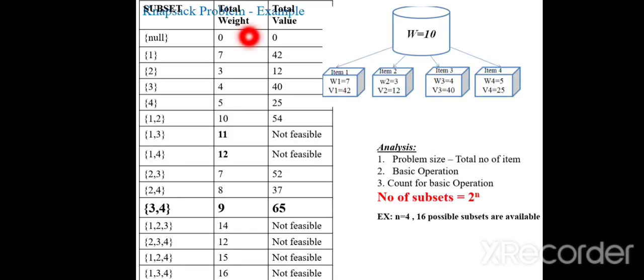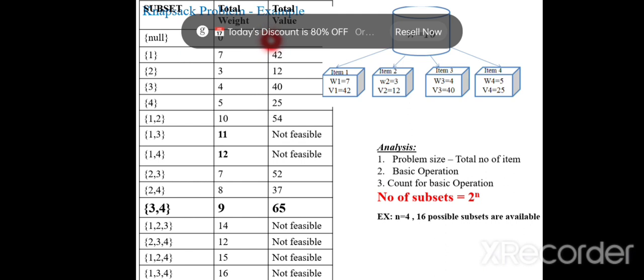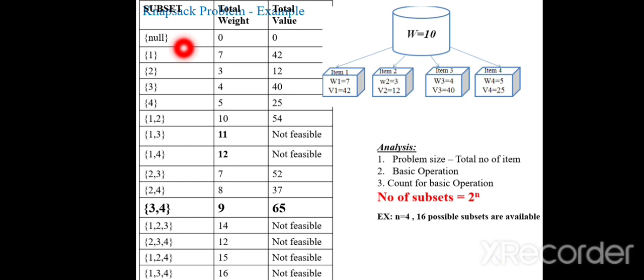Since it is a brute force method, we are going to try out all the possibilities. So make a tabular column like this, with subset, total weight and total value. The first subset will be the null subset. We are not going to consider any of the items into the knapsack, so it is null. The total weight is 0 and the total value is 0. Given knapsack capacity W is equal to 10, the knapsack can hold only a weight of 10. It cannot exceed the capacity of the knapsack.